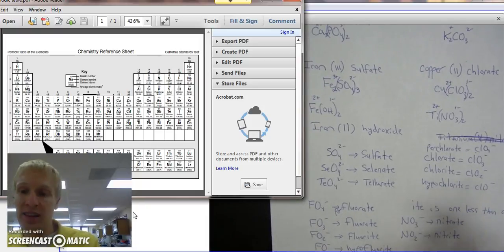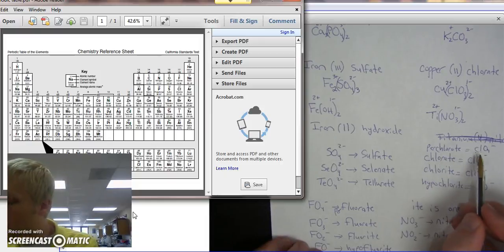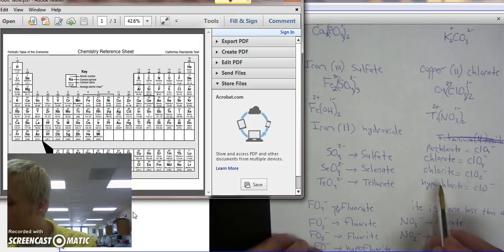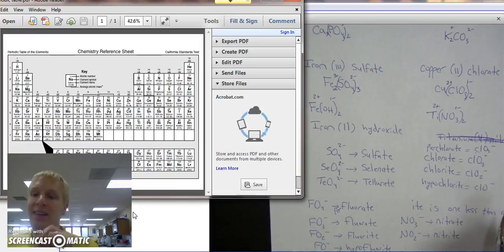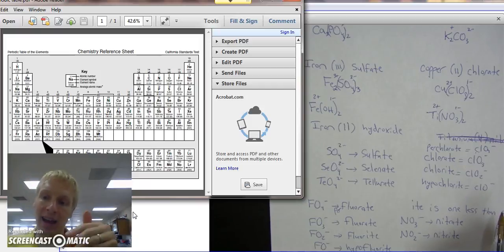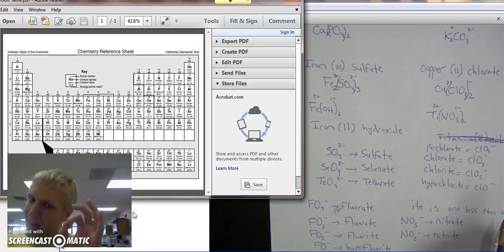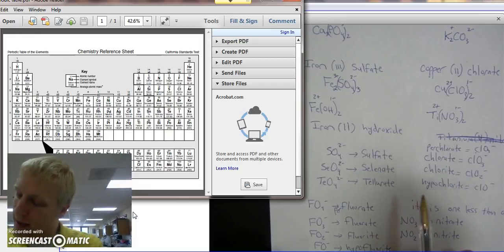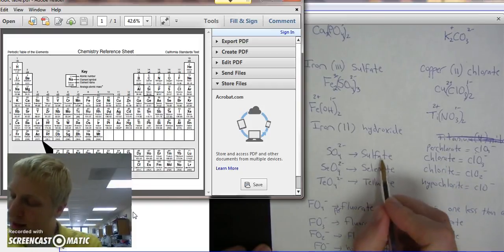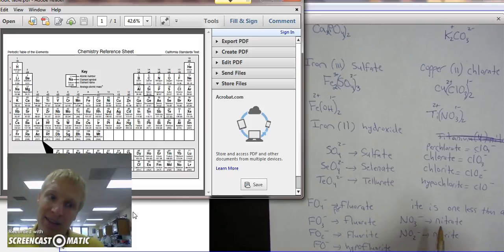So essentially, the pattern that you really want to know is perchlorate ClO4, chlorate ClO3, chlorite ClO2, hypochlorite ClO. So basically, ite is 1 less oxygen than ate, hypo-ite is 2 less oxygens than ate, and per-ate is 1 more oxygen. But to make it a little more tricky, which is why memorization is really key in this, the ate is sometimes with 3 oxygens and it's sometimes with 4.